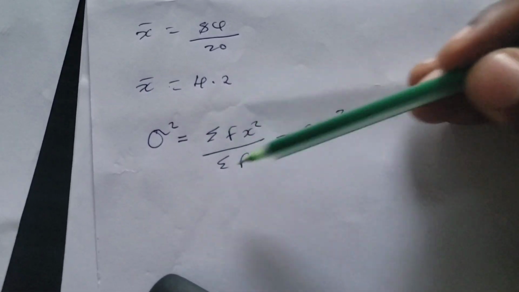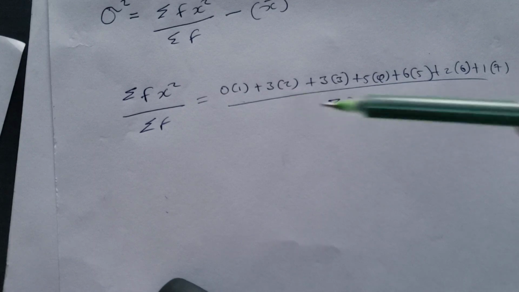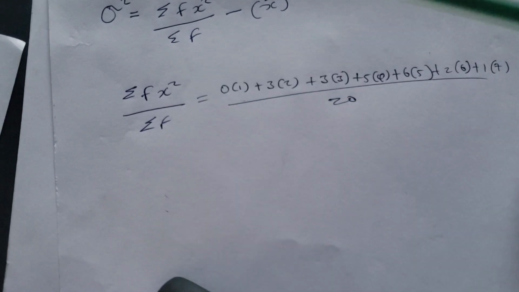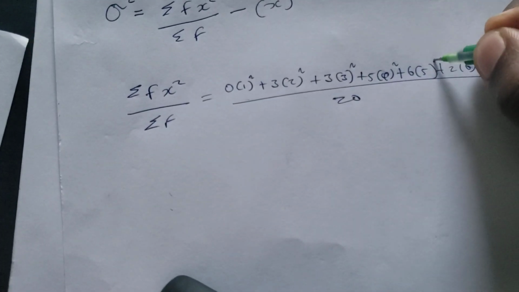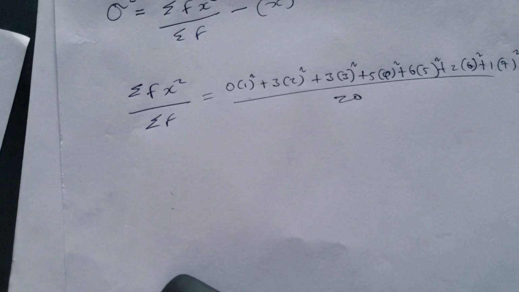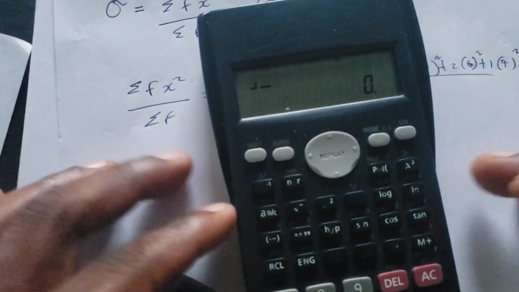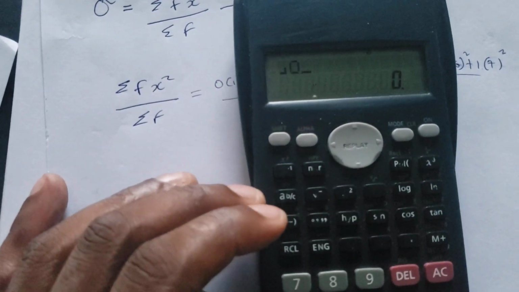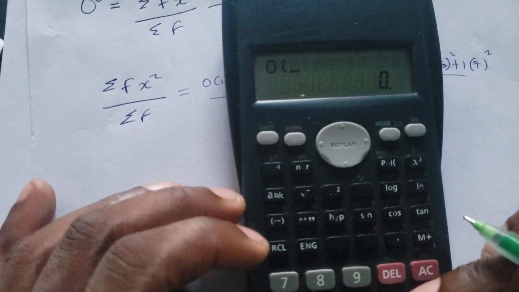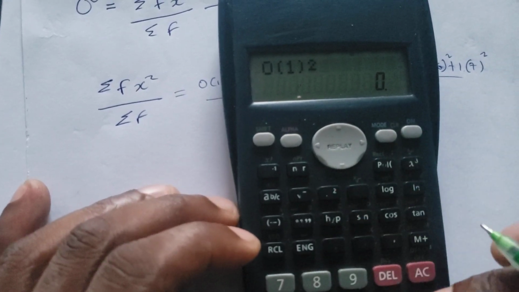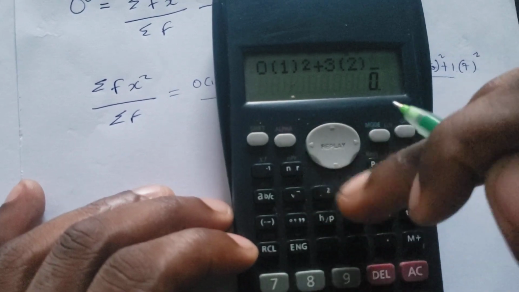So now let's find this part. What we are going to do is square our x. So we're going to have this as squared, squared, squared, and so on. Even on our calculator, we enter that data the way it is. For a start, we have 0, open bracket, 1 squared, plus we say 3, open bracket, 2 squared, and so forth.